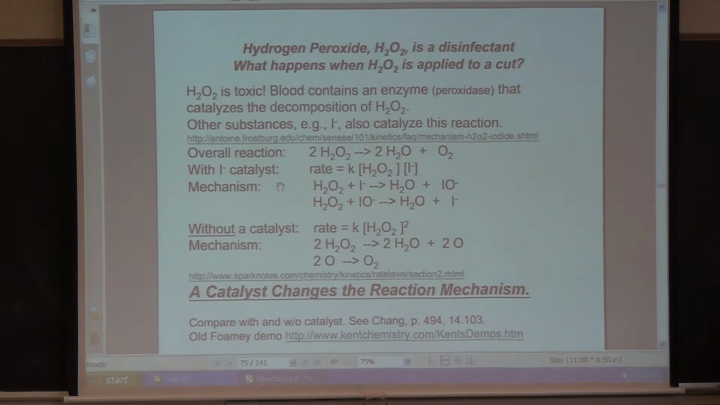One catalyst which you can use is iodide ion. So when iodide ion is used, this is the rate law using iodide. Note that it's first order in H2O2, first order in I-. Here is the mechanism of this reaction. Note that in the first step you have one H2O2 react with I- to form water and IO-. In the second step, H2O2 reacts with IO- to produce water and I-. Note that when you look at the overall reaction, the iodides cancel out and we get our overall reaction here. However, note also that the iodide is involved in the reaction. Note also that iodide is regenerated at the end of the reaction.